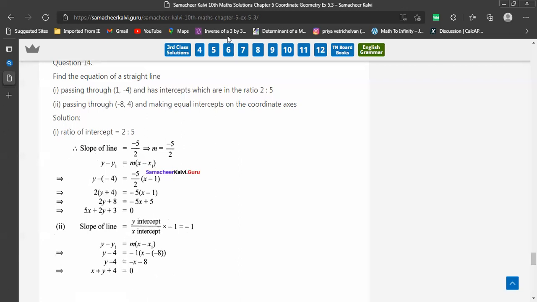Can you hear me, Manas? Yeah. What do you mean by ratio of intercept? The intercepts should be divided. Okay. Intercepts of a line between coordinate axes is divided.